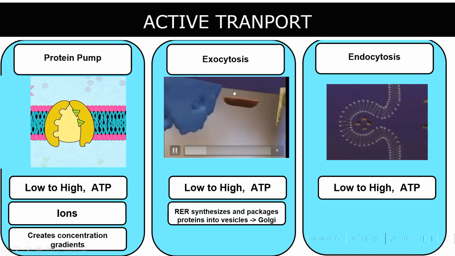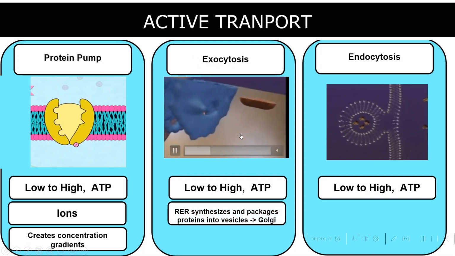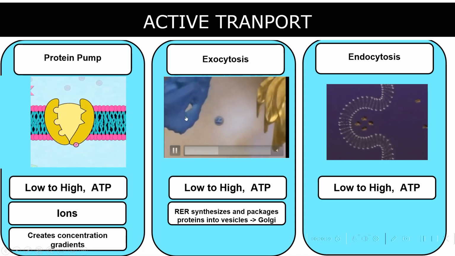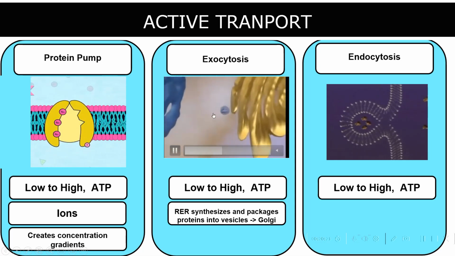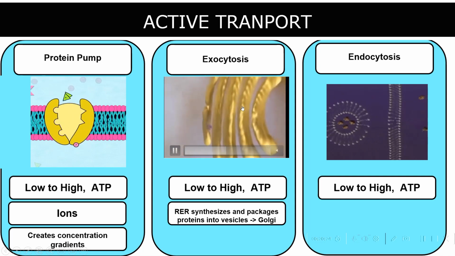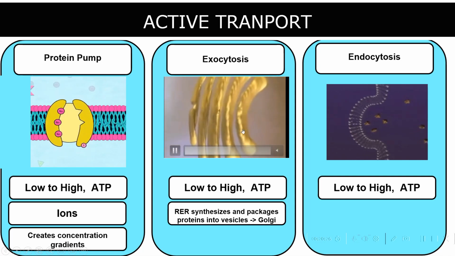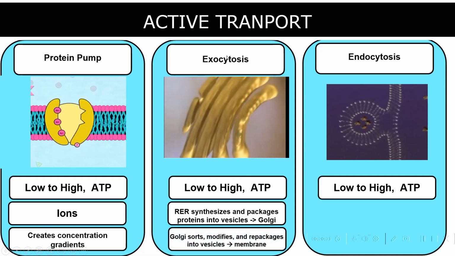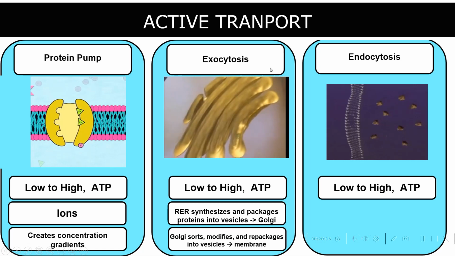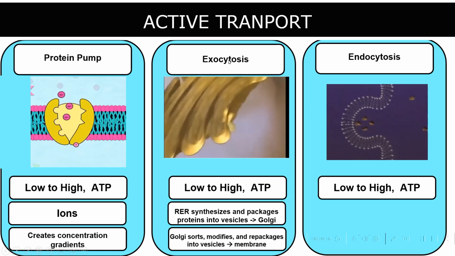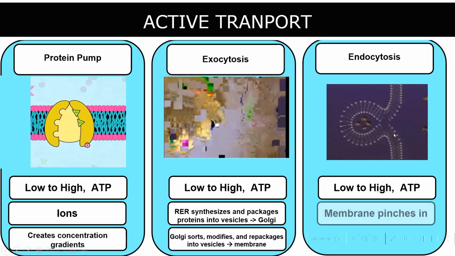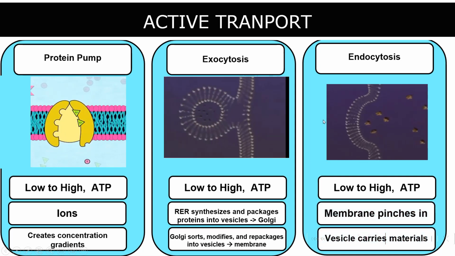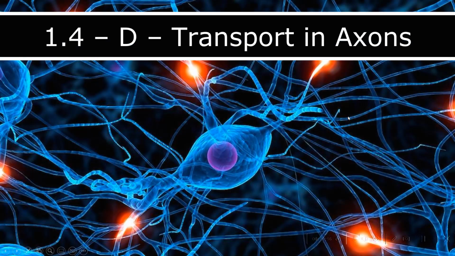We've also seen exocytosis, right? Exocytosis is exiting. You're going outside the cell. And who handles that is the rough ER, where those proteins are synthesized. They package them in vesicles, send them to the Golgi, where they are modified and then repackaged for secretion outside the cell. So exocytosis is for proteins that are exiting. Endocytosis is entering, right? Exocytosis exit, endocytosis enter. This is where the membrane pinches in and brings materials in. So these are our 3 forms of active transport.